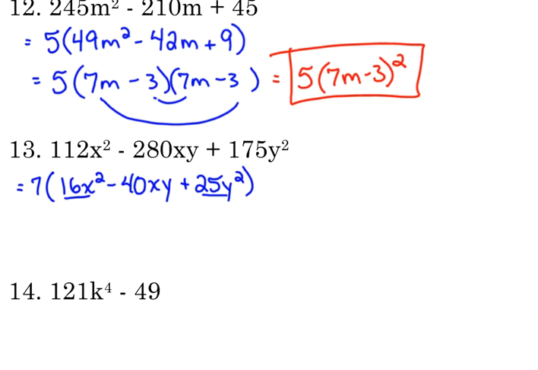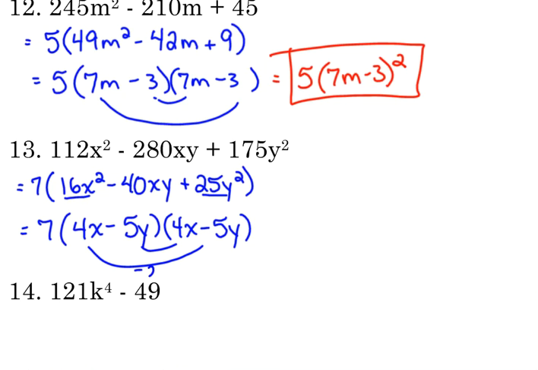Perfect squares. This is a perfect square trinomial. 4x. Oh, it's another minus. Now, I know all of these examples have been minuses, but they are not always minuses. If that 40xy had been positive, then they'd both be pluses. Check it real quick. Outside and inside both give us negative 20xy, so those together give us the negative 40xy. So 7 times 4x minus 5y squared.